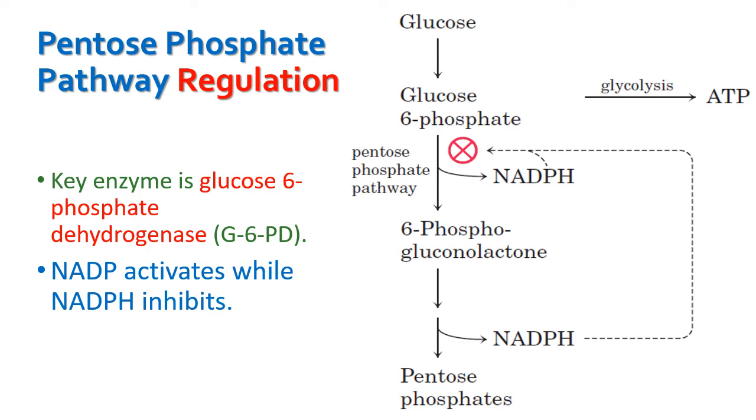So when a cell is rapidly converting NADPH to NADP during the biosynthetic reduction, the level of NADP rises. So it allosterically stimulates G6PD and thereby increases the flux of glucose 6-phosphate through the pentose phosphate pathway. However, when the demand for NADPH slows, the level of NADP drops, the pentose phosphate pathway slows, and glucose 6-phosphate is instead used to enter into the glycolytic pathway. So this is how NADP and NADPH regulate the pentose phosphate pathway.